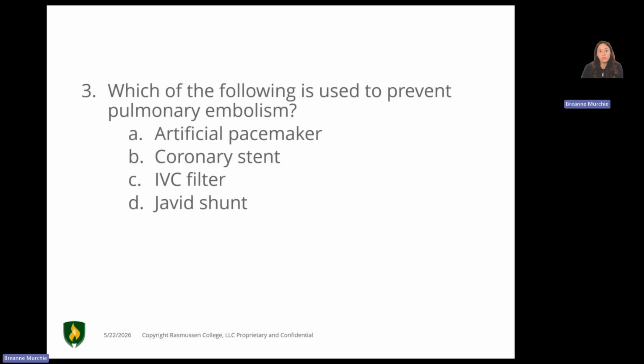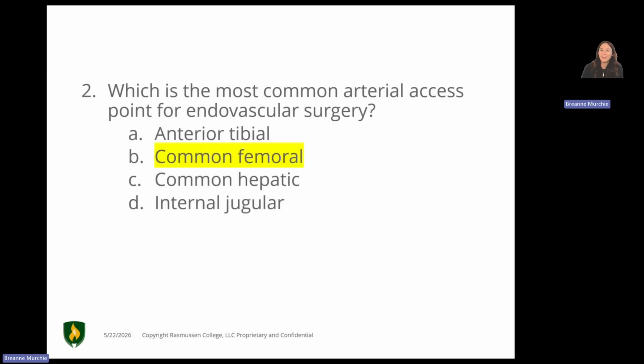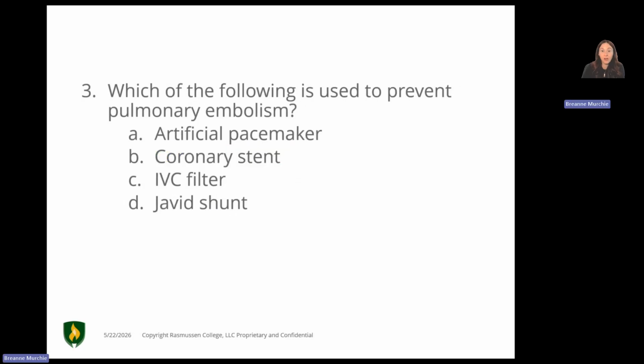Which of the following is used to prevent pulmonary embolism? I'm going to go back really quick. Arterial access point, common femoral artery. I'm sorry, I need to make sure that I clearly read my questions. So it'd be the common femoral artery. Okay, sorry, going back. Number 3, which of the following is used to prevent pulmonary embolism?